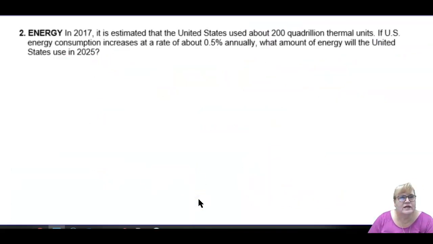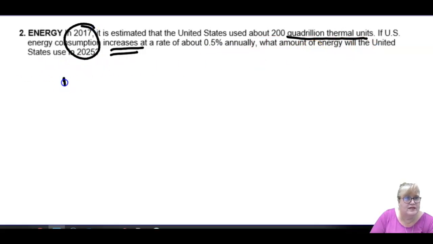It is estimated that the United States in 2017 was using 200 quadrillion thermal units. I don't want to put all those zeros, so I'm just going to use the number 200, and then this is going to be my label at the end. All right, if energy consumption increases, so we're using plus 5% annually, what amount will they use in 2025?